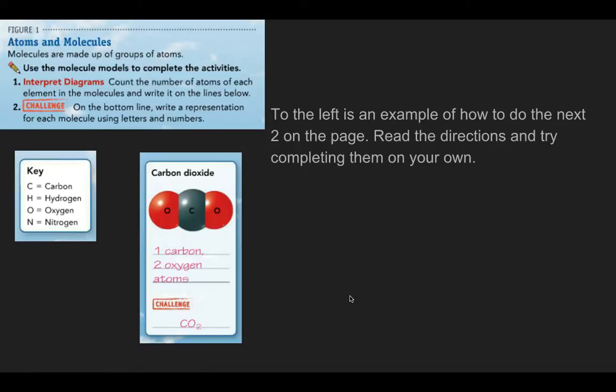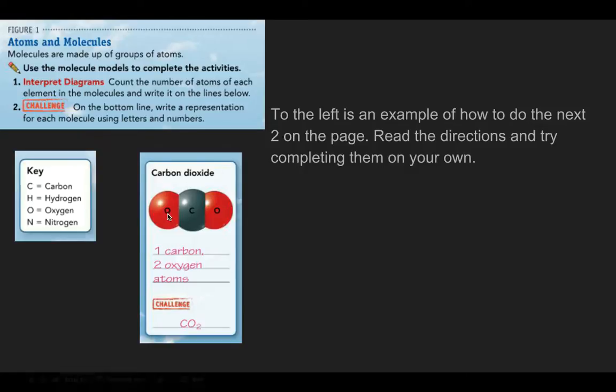Figure 1, atoms and molecules. Use the molecule models to complete the activity. All right, over here I gave you an example. To the left is an example of how to do the next two on the page. Read the directions and try to complete them on your own. So here's your key, and this should also all be in your book. C equals carbon, H equals hydrogen, O equals oxygen, and N equals nitrogen.